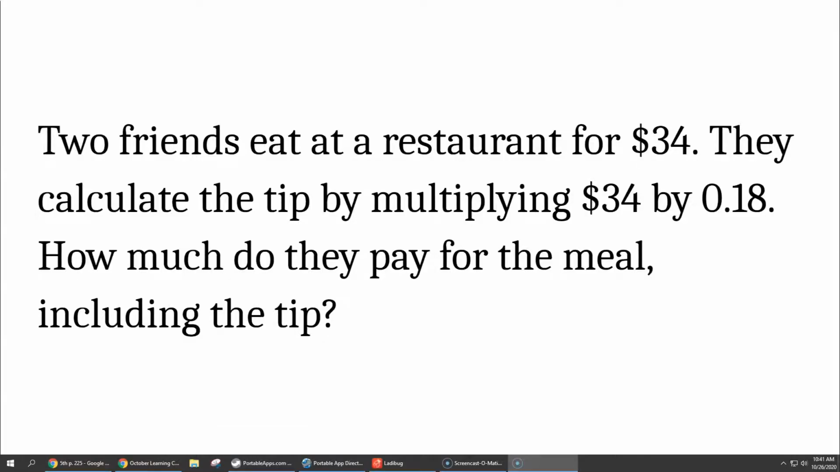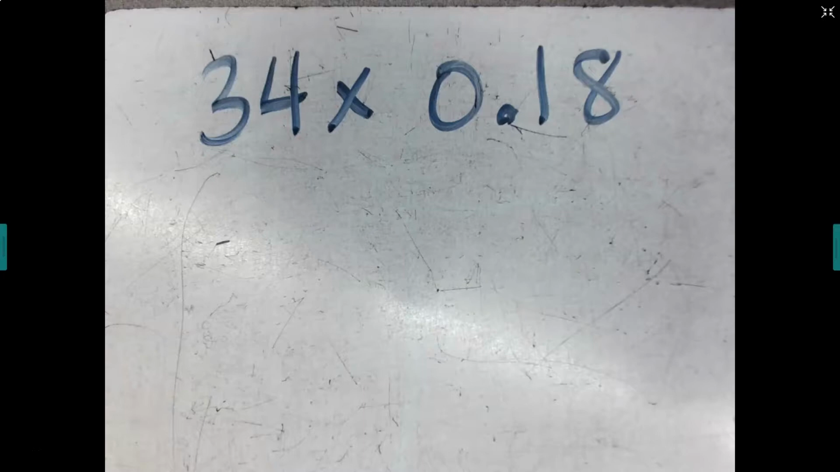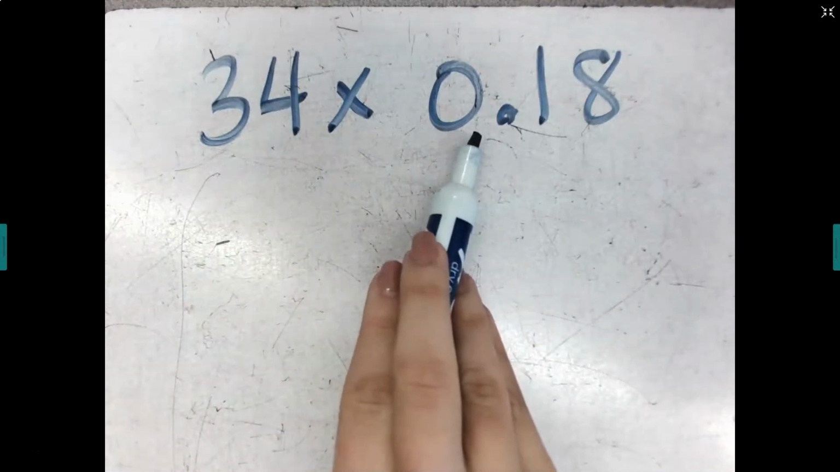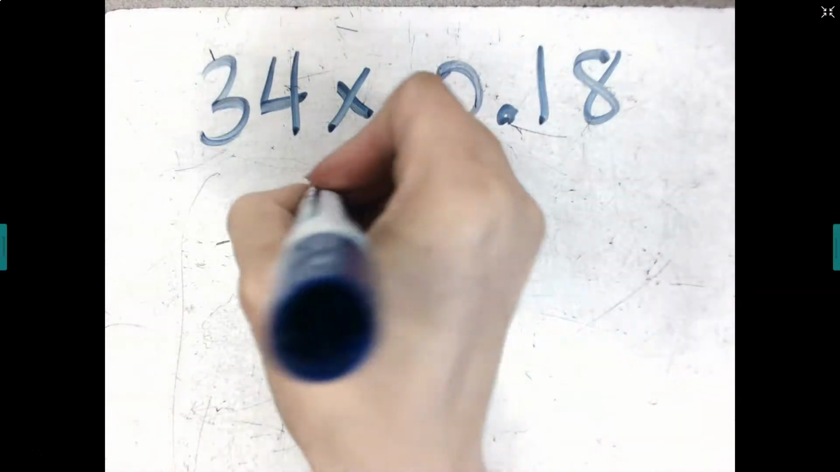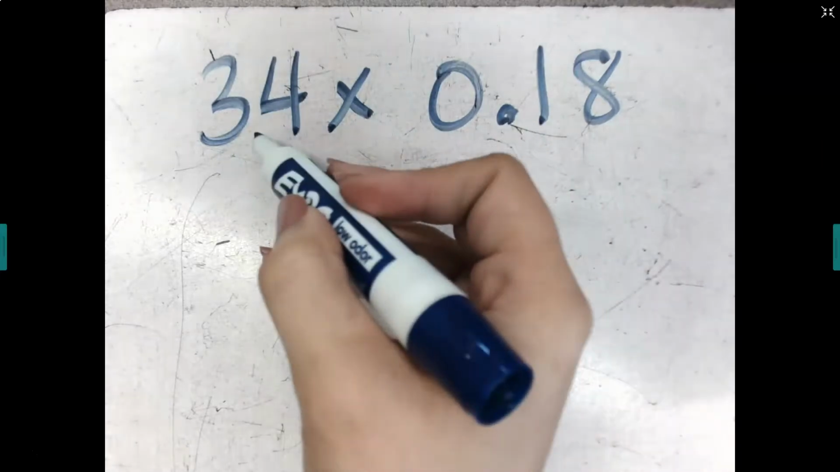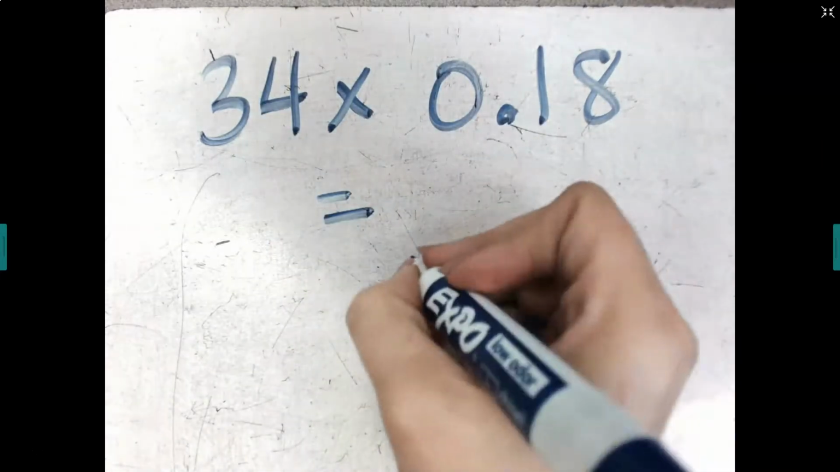2 friends eat at a restaurant for $34. They calculate the tip by multiplying $34 by 0.18. So what this means actually is that they are doing an 18% tip. How much do they pay for the meal, including the tip? Okay, so it says that they're finding the amount of the tip by multiplying 34 by 0.18. So that will be your first step. You'll find 0.18 of 34, 18% of 34, and find that.